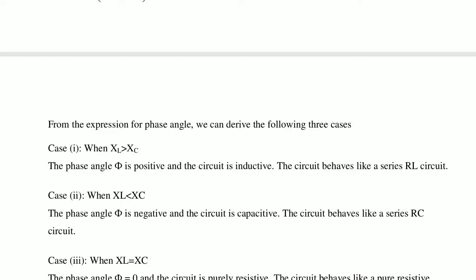Here the inductive part is dominating. That means the nature of the circuit is inductive. So here the phase angle phi is positive and the circuit is inductive. The circuit behaves like a series RL circuit. Very important. Why? Here XL is more than XC.